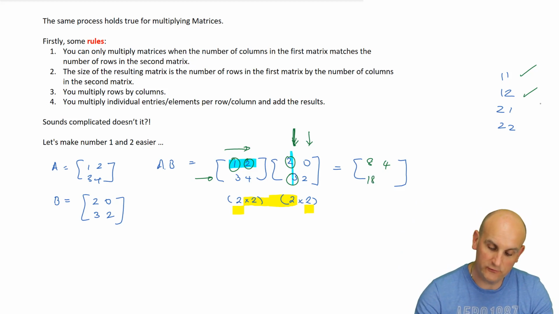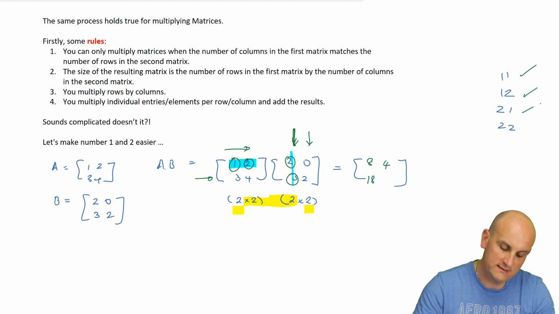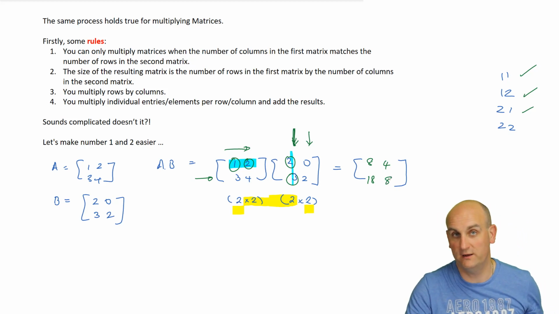And finally, we're doing 2,2, second row, second column. 3 times 0 is 0, 4 times 2 is 8. And ladies and gentlemen, I have multiplied my two matrices together.